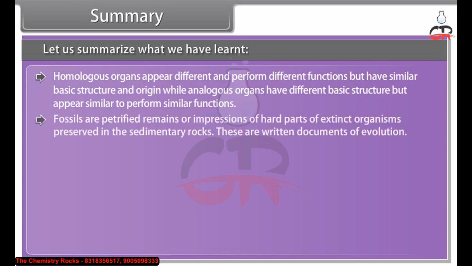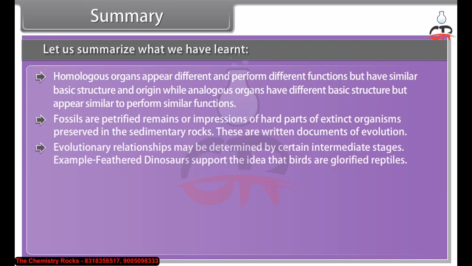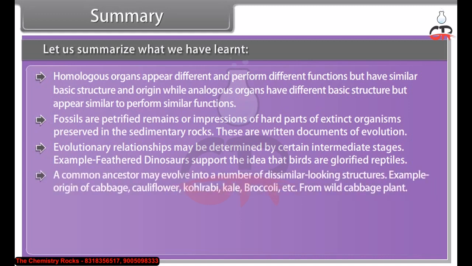Fossils are petrified remains or impressions of hard parts of extinct organisms preserved in sedimentary rocks. These are written documents of evolution. Evolutionary relationships may be determined by certain intermediate stages. Example: feathered dinosaurs support the idea that birds are glorified reptiles. A common ancestor may evolve into a number of dissimilar-looking structures. Example: origin of cabbage, cauliflower, kohlrabi, kale, broccoli, etc.